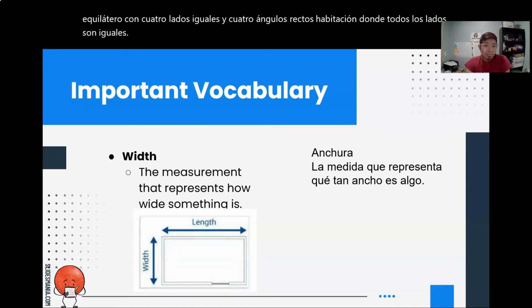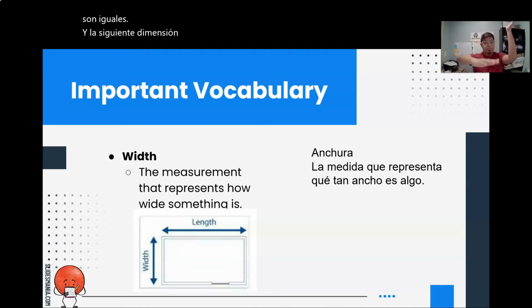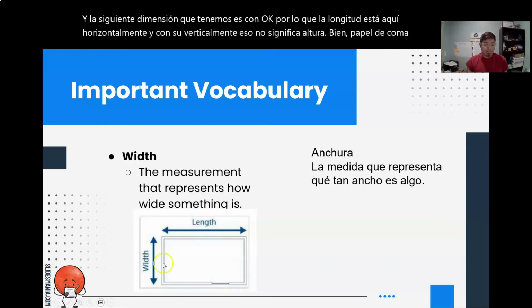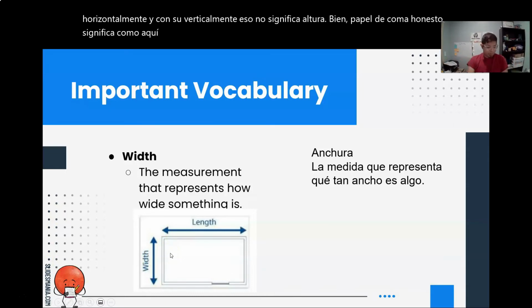And the next dimension that we have is width, okay? So length is here horizontally and width is vertically. That doesn't mean height, okay? On a paper, it means width, like here on this paper or video.